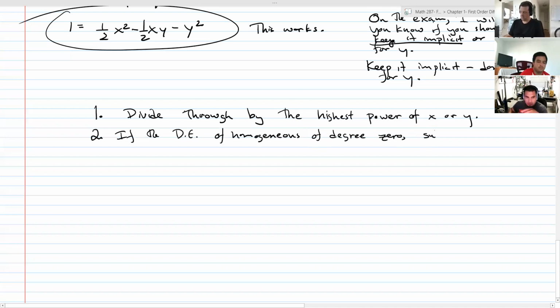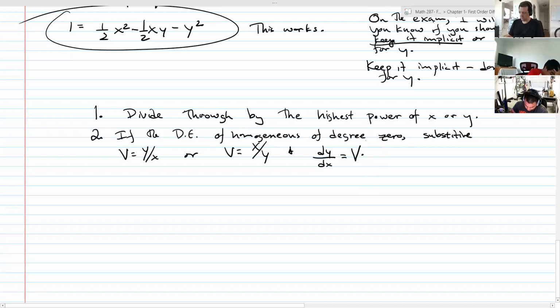then what you're going to do is substitute v equal to y over x, or v equal to x over y. And we'll have dy/dx equal to, it's going to end up being v times 1 plus x times dv/dx, or it will be the substitution for v equals x over y.